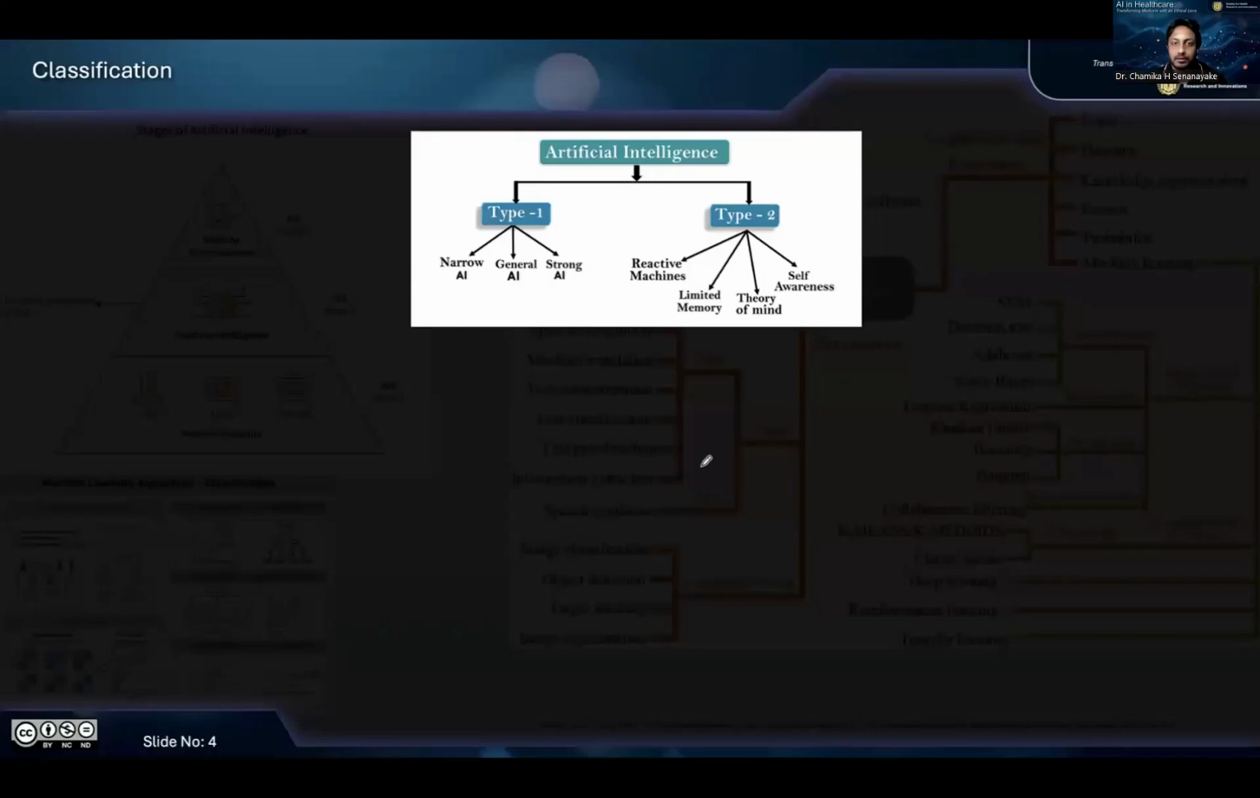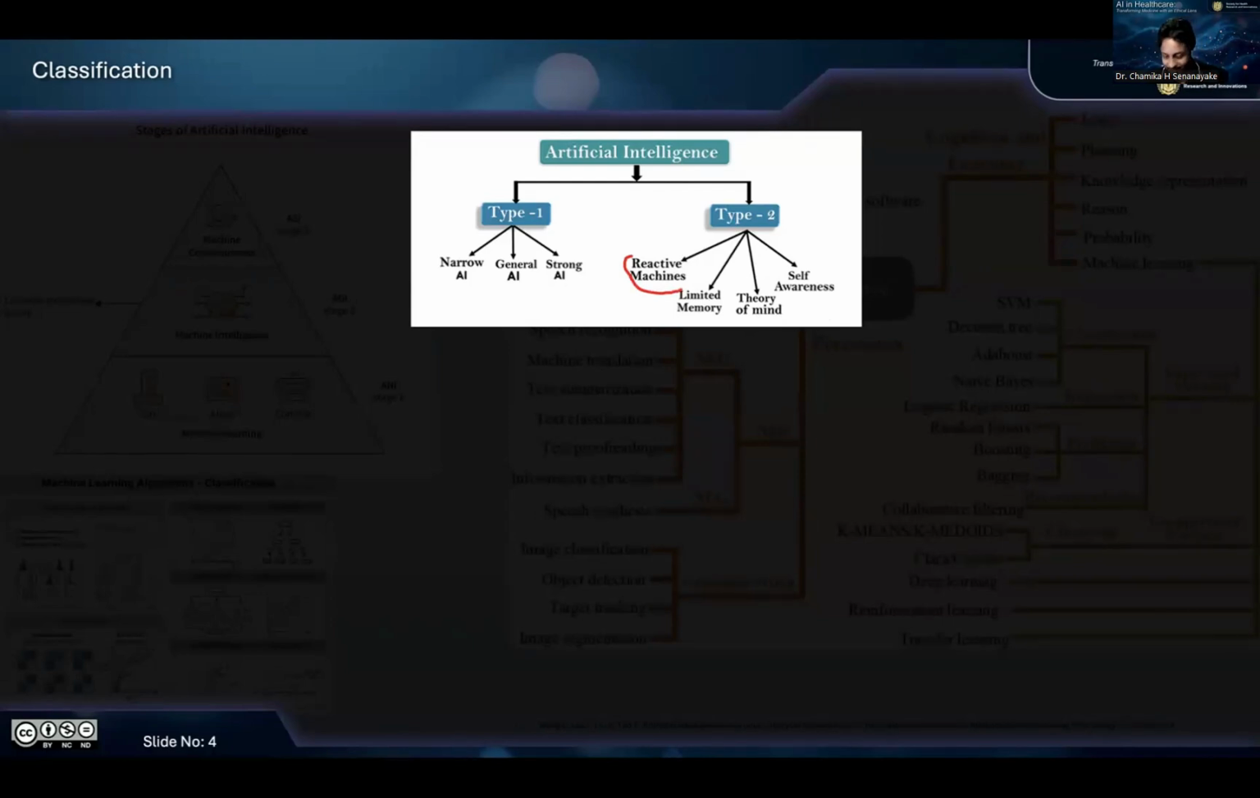Okay. According to the latest classification, there are two types of intelligence, type 1 and type 2. Type 1 is based on competency, and type 2 is based on functionality. Type 1, as I mentioned earlier, has narrow, general, and strong AI. And type 2 has reactive machines, limited memory, theory of mind, and self-awareness, based on maturity. For example, at the moment we have only reactive machines.